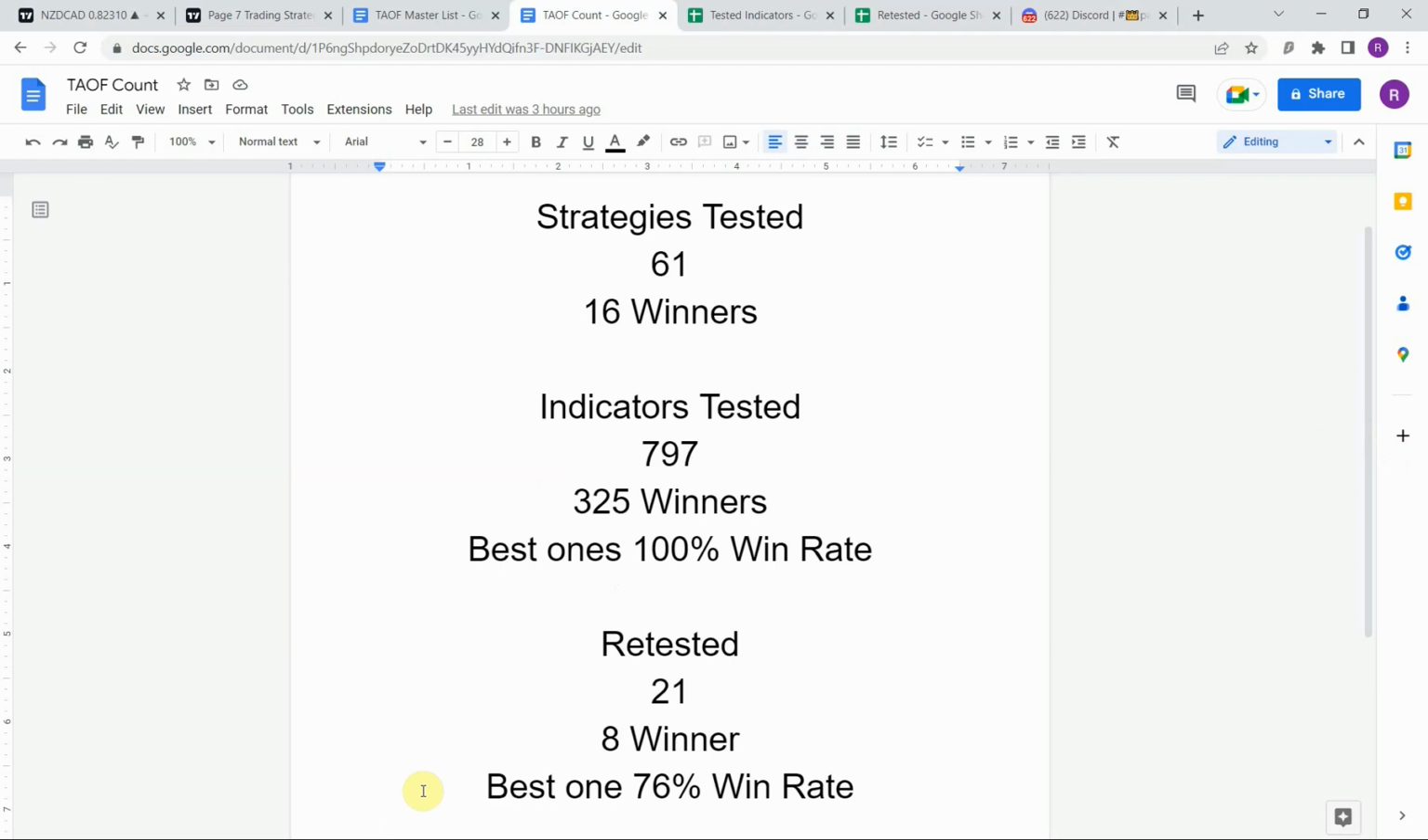Now you need to go back and watch those videos to understand the context of how they were able to achieve that. So go back and watch those videos and see what you can get out of those winning indicators. We've also retested in the advanced testing 21 of the winning indicators. 8 of them have been able to maintain the winning status. The best one, a 76% win rate. Now, keep in mind that we test most of the strategies and indicators on the Forex and crypto market, but they can be applied to just about any market and time frame universally.